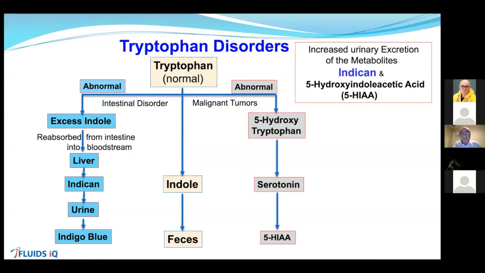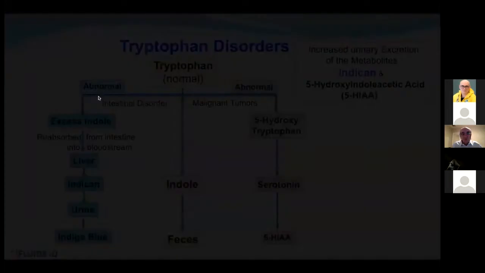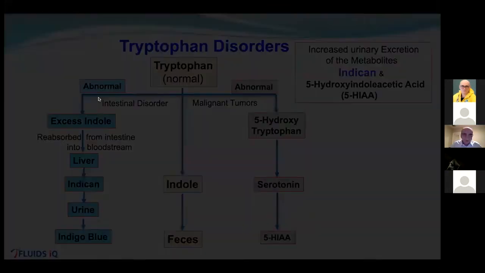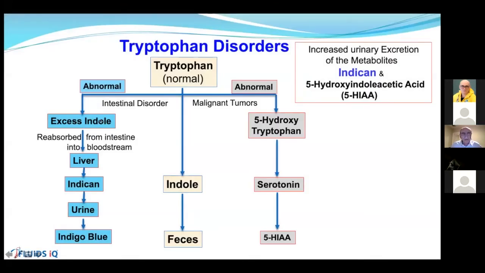So if you end up with normal tryptophan, it's always going to produce a little bit of indole, and that's going to go into the feces. But in abnormal situations, you're going to create excess indole, and that is reabsorbed from the intestine into the bloodstream. It gets to the liver, which creates Indican, and we're going to go through that in more detail in a moment, and eventually ends up in the urine as what used to be called indigo blue. That's the way you would actually see it.